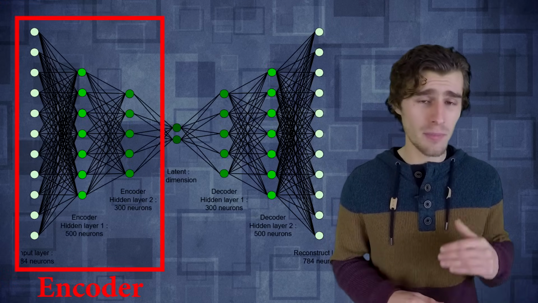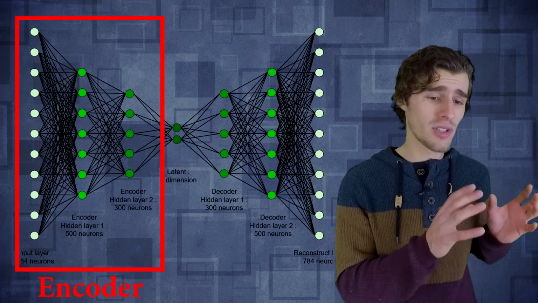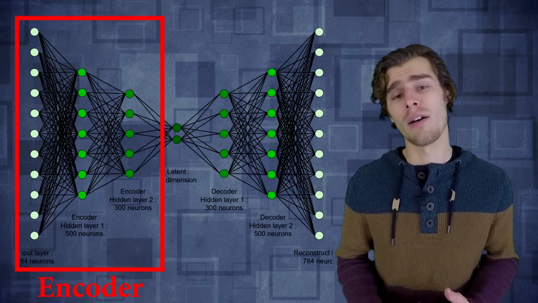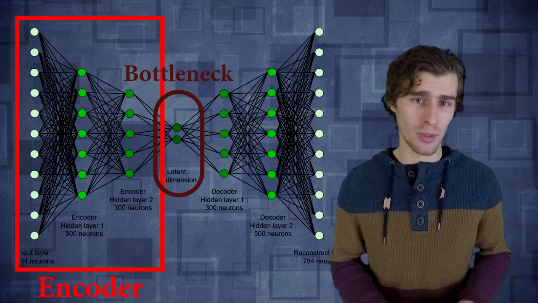The first component is what we call the encoder. And the encoder is simply a bunch of layers, they could be fully connected layers or convolutional, that are going to take the input and compress it down to a smaller representation which has fewer dimensions than the input, and this is what we call the bottleneck.